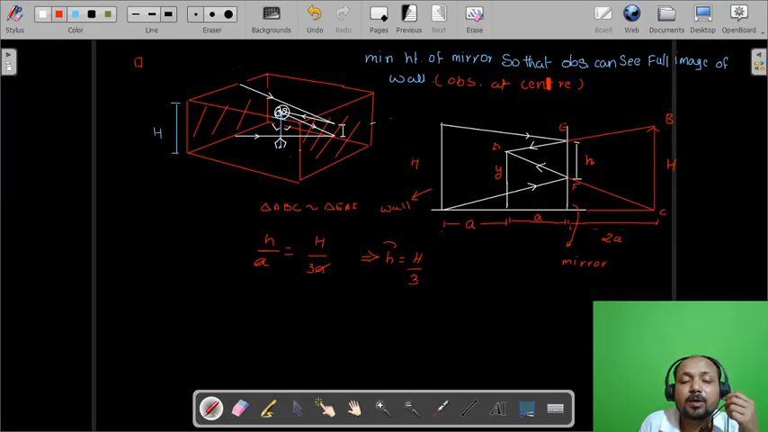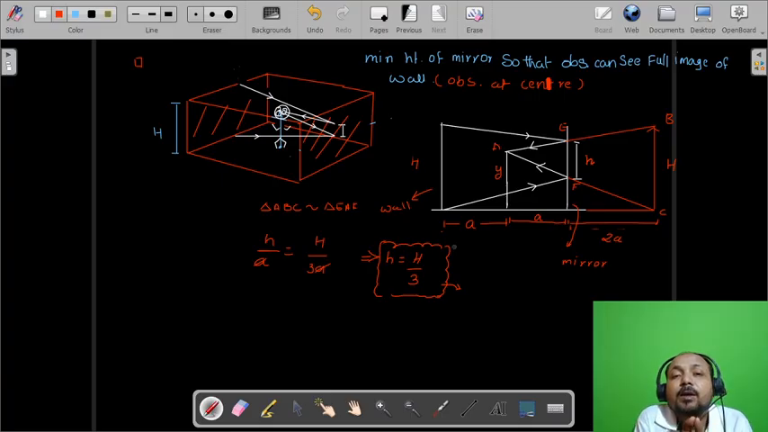Here we can see every time it is not coming half of the height of the object. Here the minimum height of the mirror is 1/3 of the height of the object. So do not always remember that the minimum height of mirror is half of the height of the object. If the observer is different, then that concept will be different. In that case we have to trace the ray diagram, and then find it by applying the property of similar triangles.